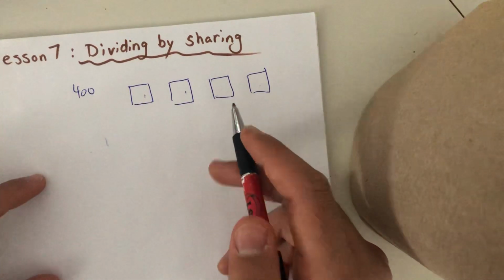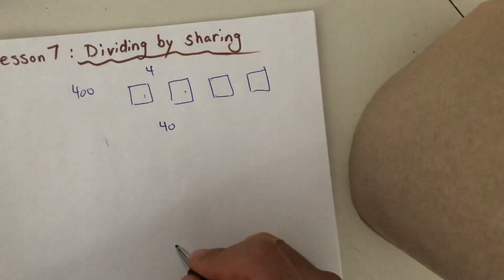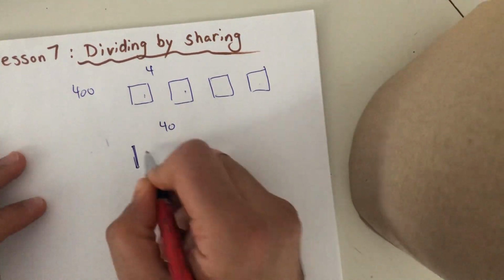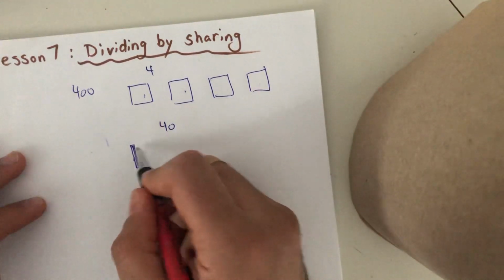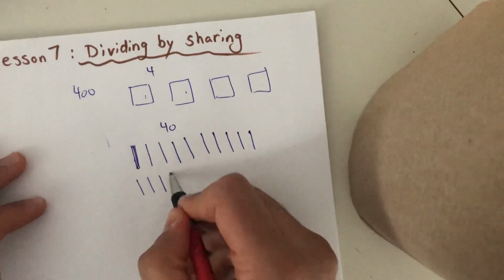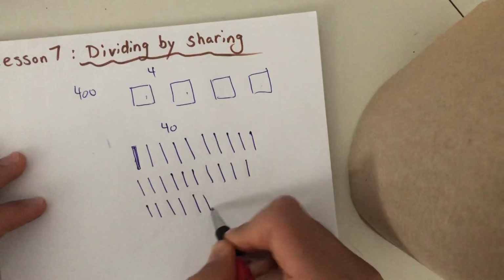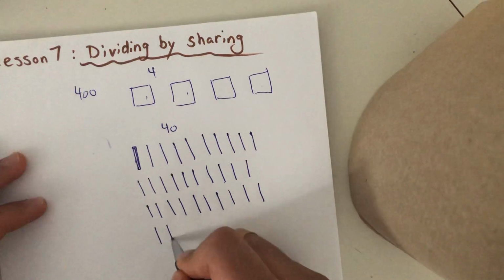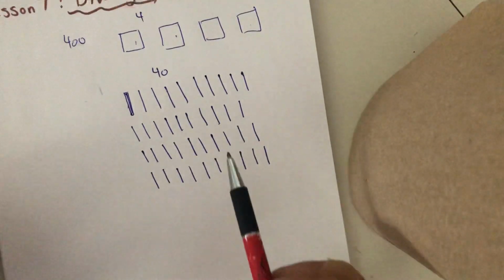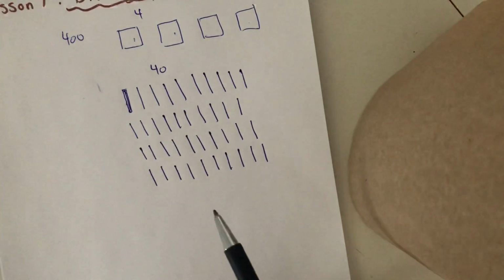Some of you will say I could use 40 tens each. So the rods, each rod. I'm just going to draw lines instead of one of those. 1, 2, 3, 4, 5, 6, 7, 8, 9, 10, 11, 12, 13, 14, 15, 16, 17, 18, 19, 20, 21, 22, 23, 24, 25, 26, 27, 28, 29, 30, 31, 32, 33, 34, 35, 36, 37, 38, 39, 40. So we got 40 rods. Each one is worth 10. If you add them all up, you'll come up with 400.